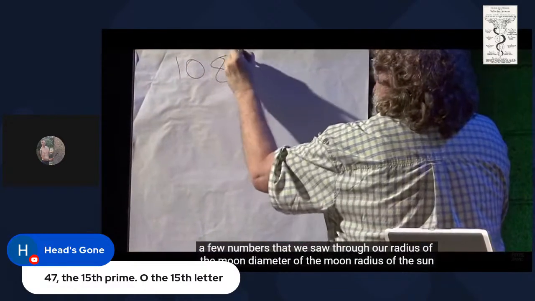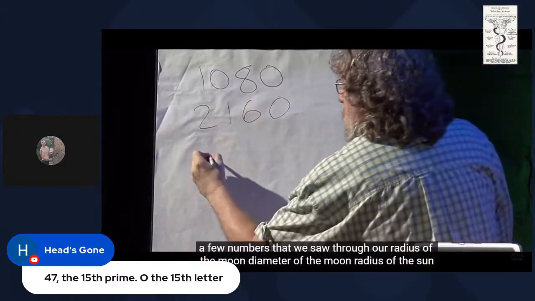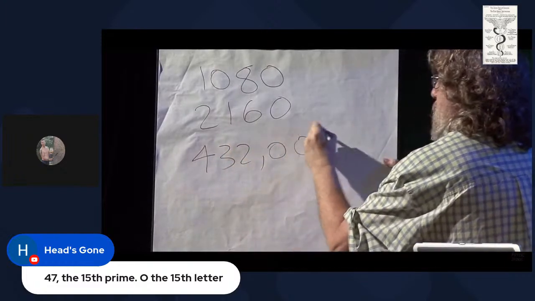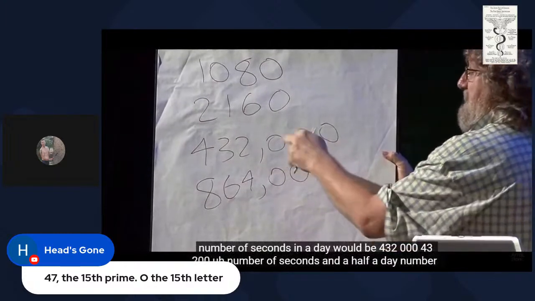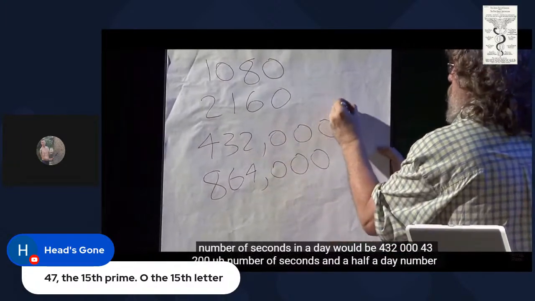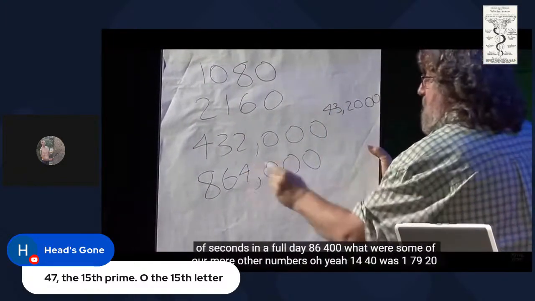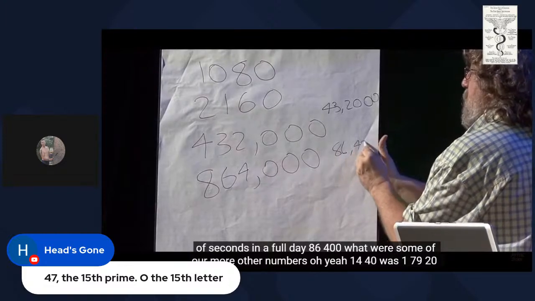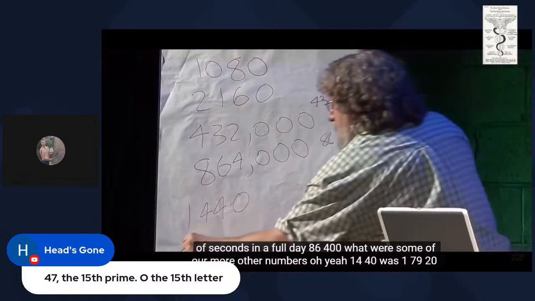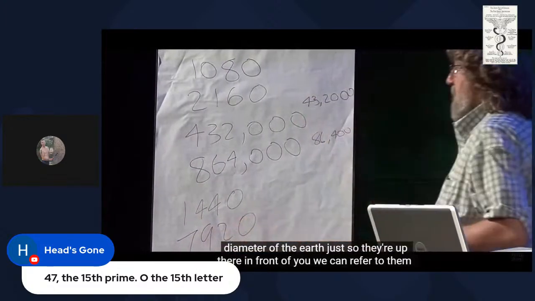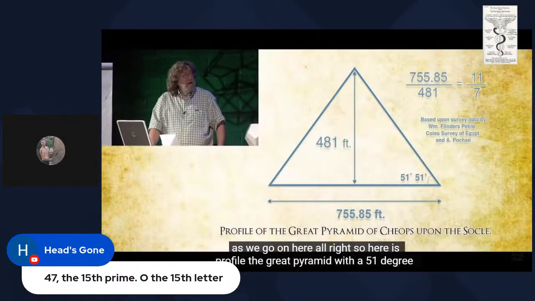Okay, so over here I'm going to write down a few numbers that we saw through our study: radius of the moon, diameter of the moon, radius of the sun, diameter of the sun, number of seconds in a day would be 43,200. Number of seconds in half a day, number of seconds in a full day, 86,400. What were some of our other numbers? Oh yeah, 1440 was one, 7920, diameter of the earth. Just so they're up there in front of you, we can refer to them as we go on here.